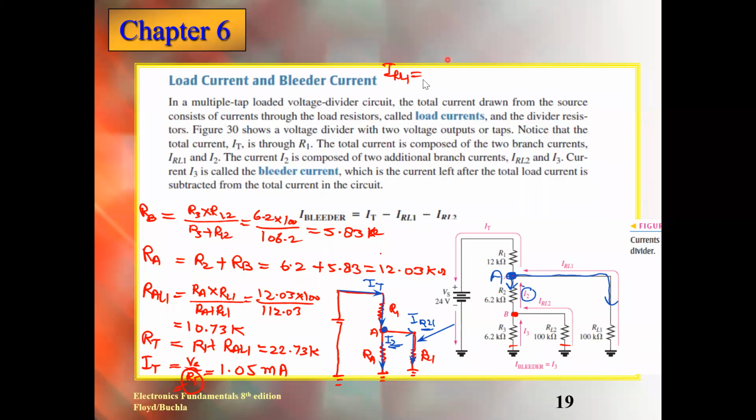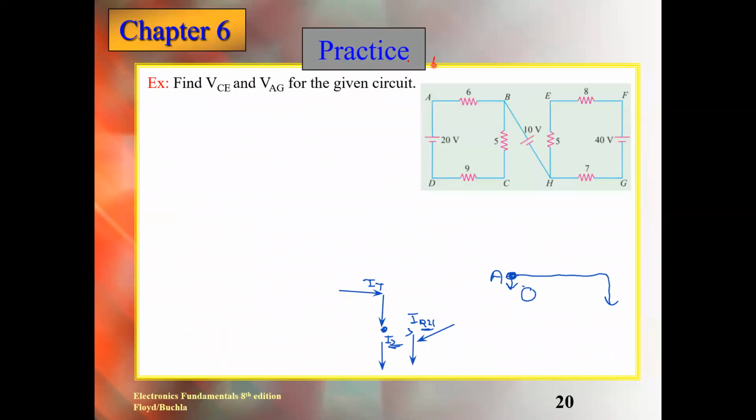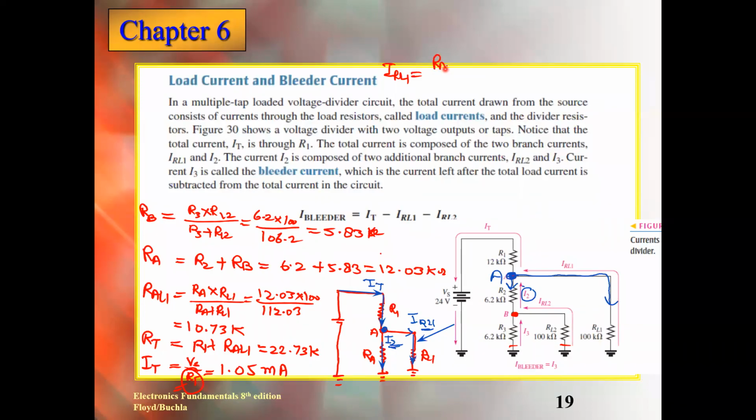Have you checked the formula now? It becomes RA. You changed to RA. RA over RA plus RL1. Okay, so quickly now put the value. What is the RA? You can check. It is 12.03 over the sum, so 12.03 plus RL1, and RL1 you know already, 100. Calculate this one.